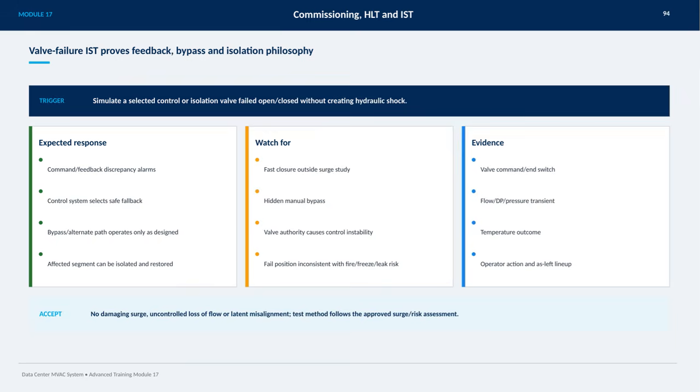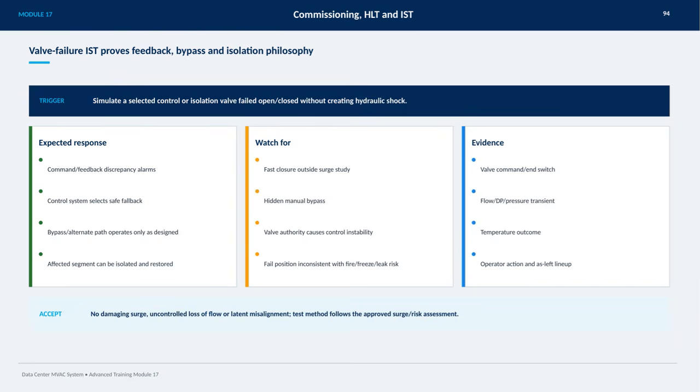The test is triggered by simulating a control or isolation valve failure, either open or closed, without causing hydraulic shock. The key expected response is that the system detects a command and feedback mismatch, triggering alarms. Then, the control system should automatically select a safe fallback operation, with any bypass or alternate flow path activating only as designed. It's important to be alert during the test for issues like fast valve closures outside of surge study parameters, hidden manual bypasses that might affect the results, control instability due to valve authority, and whether the valve fail position aligns with fire, freeze, or leak risks.